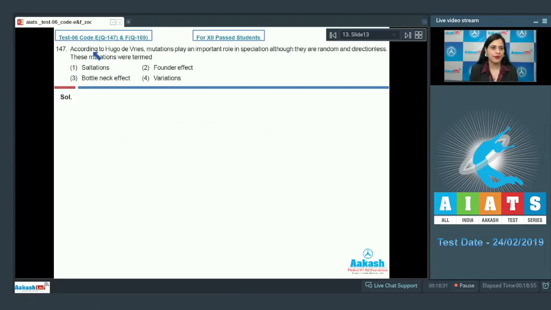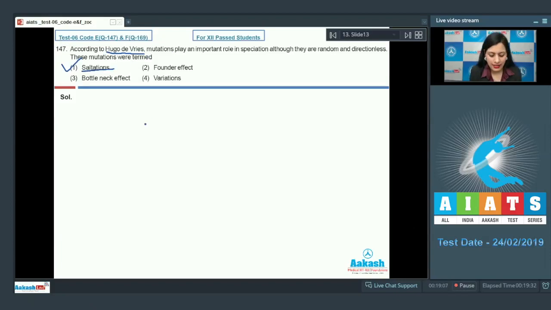Question number 147. According to Hugo de Vries, mutations play an important role in speciation, although they are random and directionless. These mutations were termed, options are, very first option given is saltations, second option is founder effect, third option is bottleneck effect, and the fourth option is variations. And the correct answer to this question is option number 1, saltations.